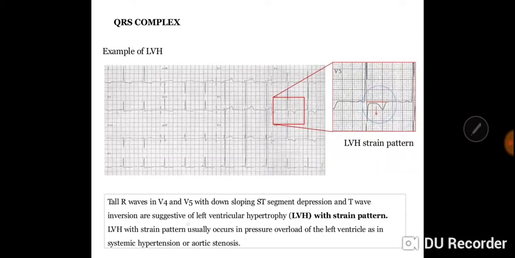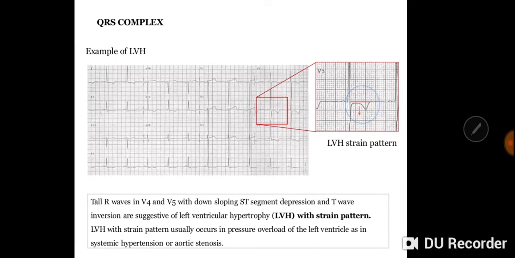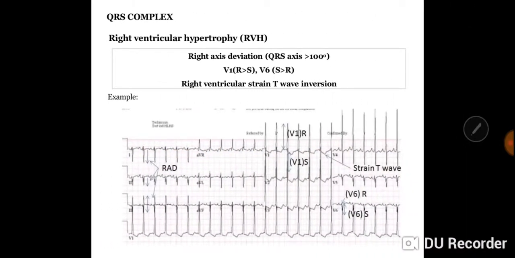An example is here. You see the tall QRS. In V5 you've got a big R wave, and you add it up with the V1 S wave, you get more than 35, and you've got left ventricular hypertrophy. This inverted T is a strain pattern. We'll deal with that later.